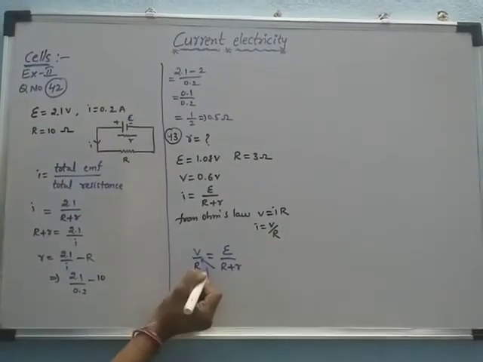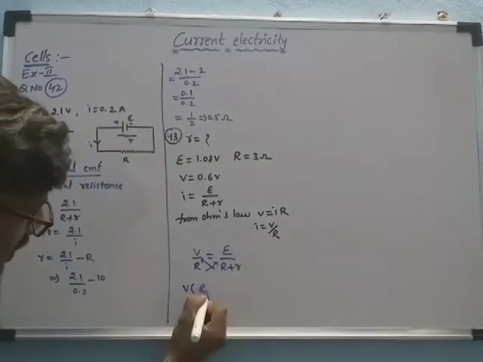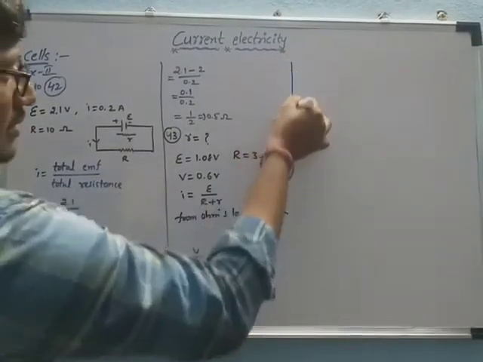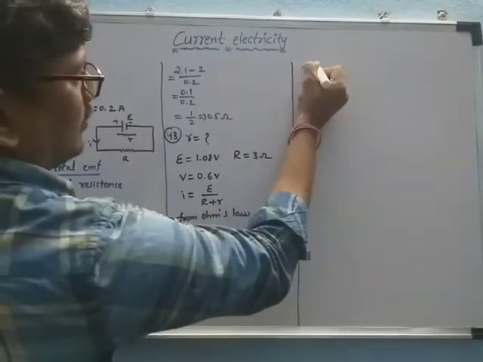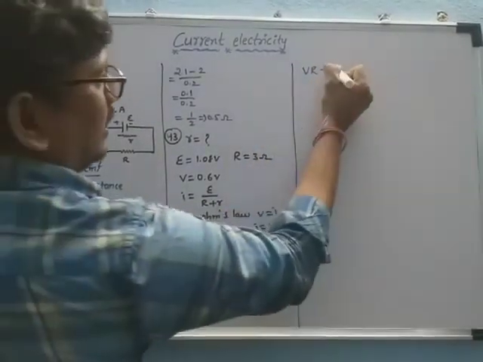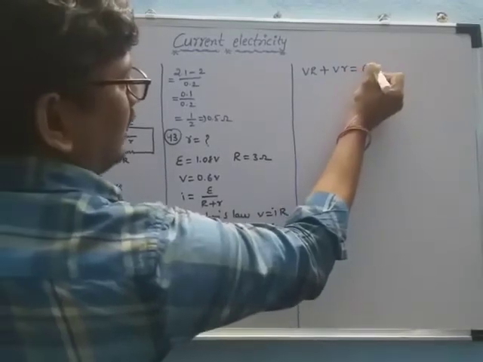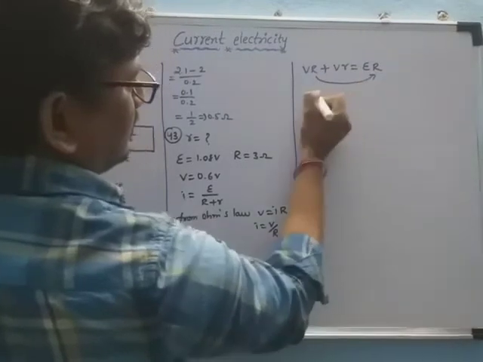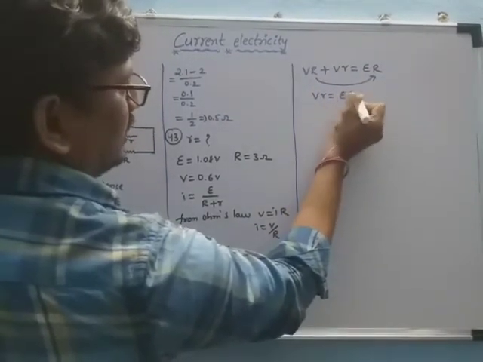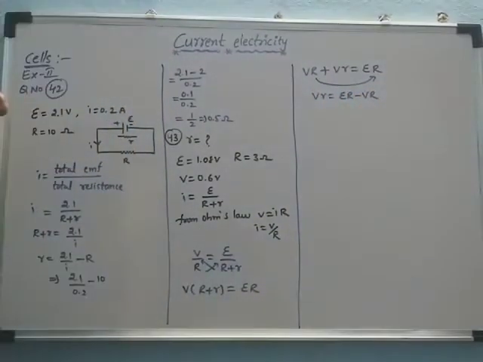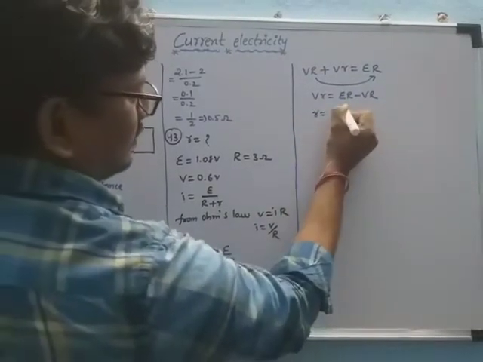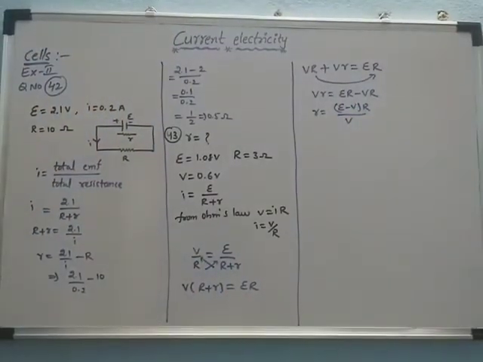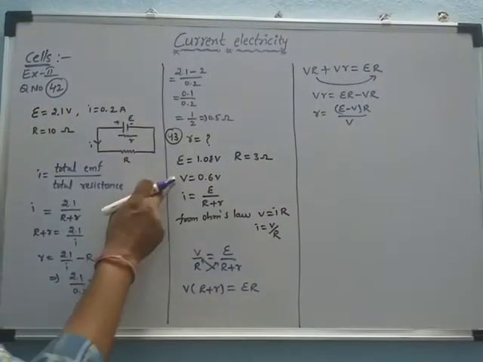Then by cross multiplication, V into capital R plus small r is equal to E into R. Multiplying, V into capital R plus V into small r is equal to E into capital R. Now taking VR to this side, V into small r is equal to E into capital R minus V into R. Then small r is equal to E minus V into capital R by V. So this is the formula for the internal resistance.